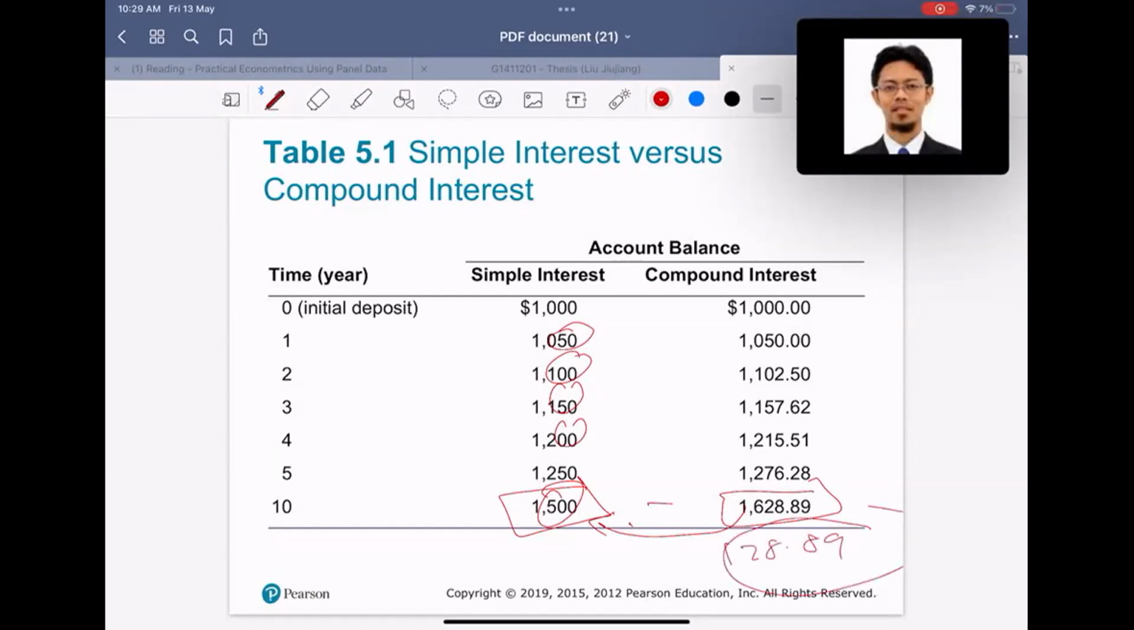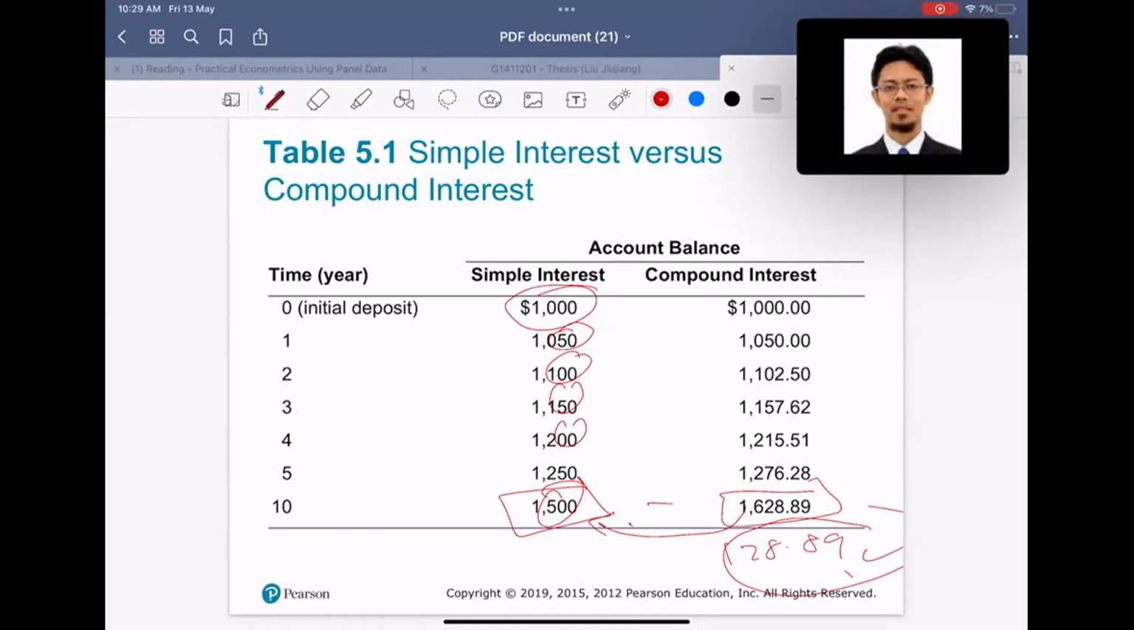128.89. So this is the difference in interest. More riba for compounding. This is the interest on interest. Interest on interest. Clear? This is the one based on this only. This is simple interest, and this is compound. When compound, you get more interest. Why?